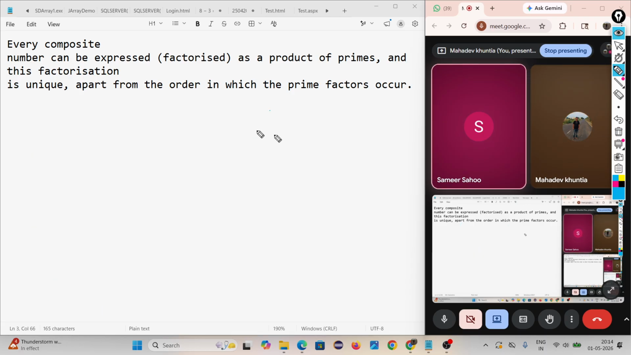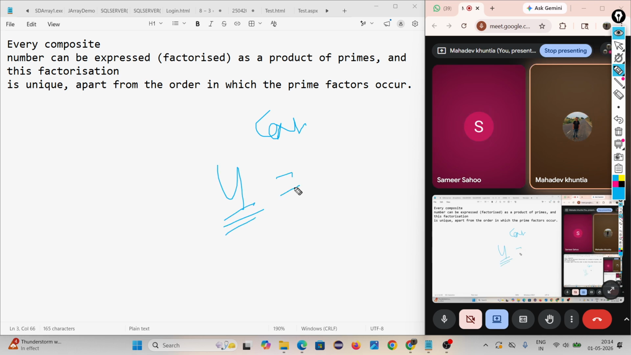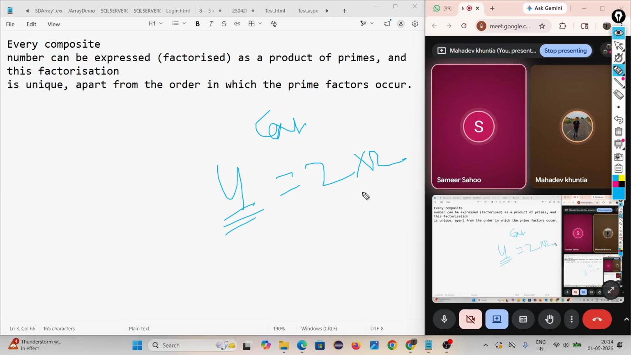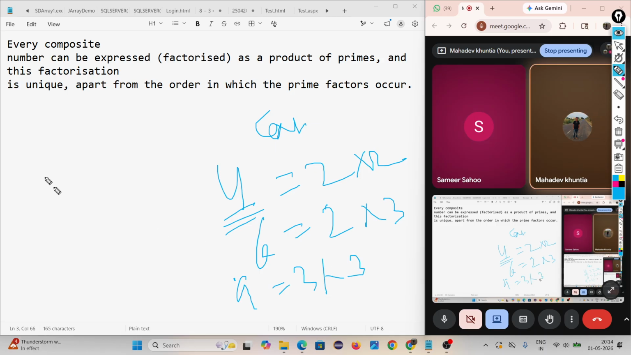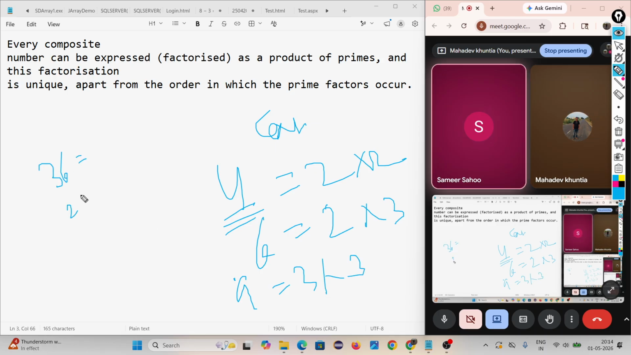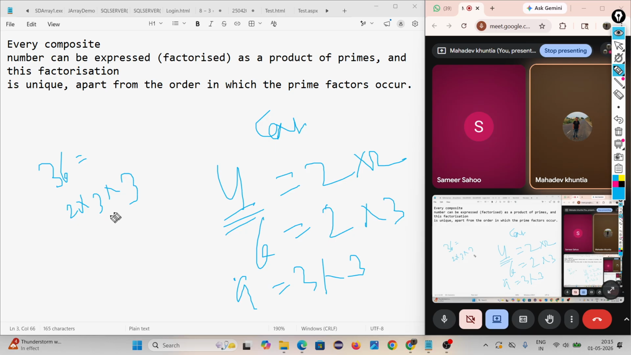For example, 4 is a composite number, right? I can write it as 2 into 2. 6 is 2 into 3. 9 is 3 into 3. 36 is 2 into 2 into 3 into 3. This is called prime factorization.